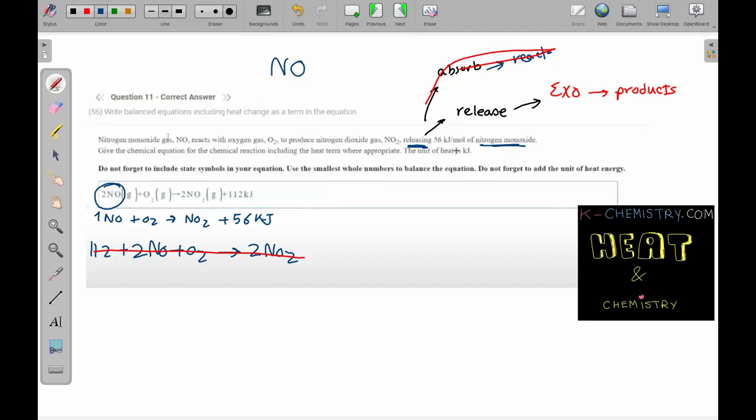You said, Mister, it is exothermic, it is negative 56, but when we put it in the equation, we don't put the sign, we put plus 56. And now we multiply everything by 2. Why? Because it says here 1 mole of NO, but here 2 moles. So put 2NO plus half O2 at the beginning. Now it is O2 and 2NO2 and 112 kilojoules. Don't forget the physical states.